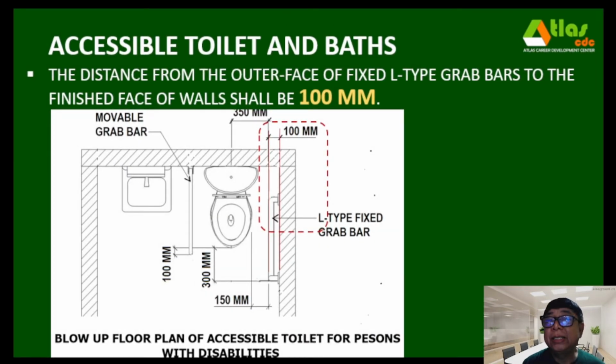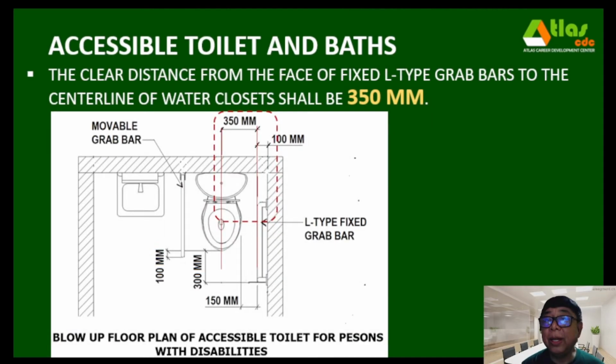And the distance from the outer face of the fixed L-type grab bars to the finished face of wall shall be 100 mm. So if the wall surface, then the grab bar shall have a distance of 100 mm. The clear distance from the face of the fixed L-type grab bars to the center line of water closet shall be 350 mm. So this is the face of the grab bar at a distance of 350 mm to the center line of the water closet.